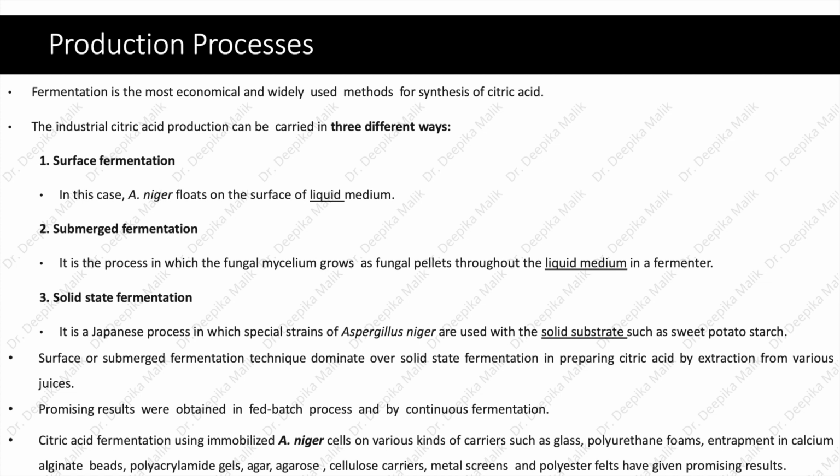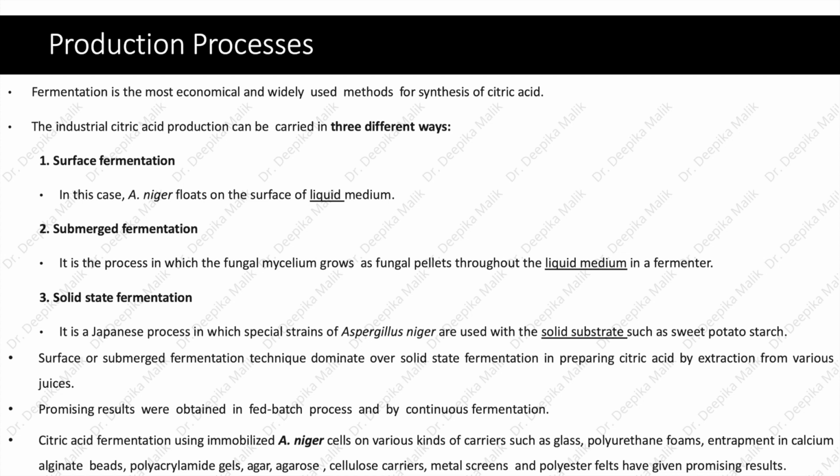It is a Japanese process in which special strains of Aspergillus niger are used with a solid substrate such as sweet potato starch. Surface or submerged fermentation techniques dominate over solid state fermentation in preparing citric acid by extraction from various juices. Promising results were obtained in the fed batch process and by continuous fermentation. Citric acid fermentation using immobilized Aspergillus niger cells on various kinds of carriers such as glass, polyurethane foams, entrapment in calcium alginate beads, polyacrylamide gels, agar, agarose, cellulose carriers, metal screens, and polyester felts has given promising results.